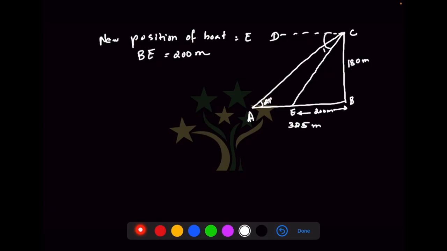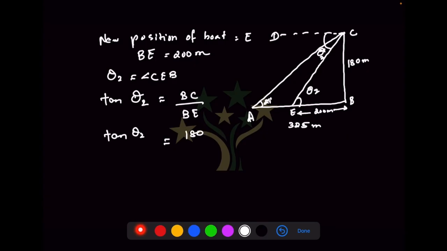So this new angle theta 2 is the same as this theta 2. So this new angle of depression is the same as finding this new angle of elevation. Theta 2 is equal to angle CEB. So let's find out theta 2. How do we find it? We do tan theta 2 is equal to BC by BE. We know BC is 180 and BE is 200 meters.